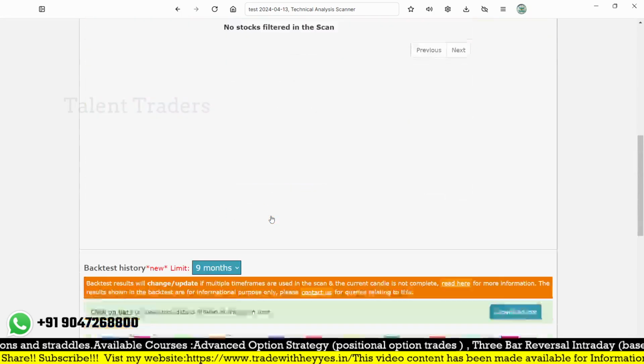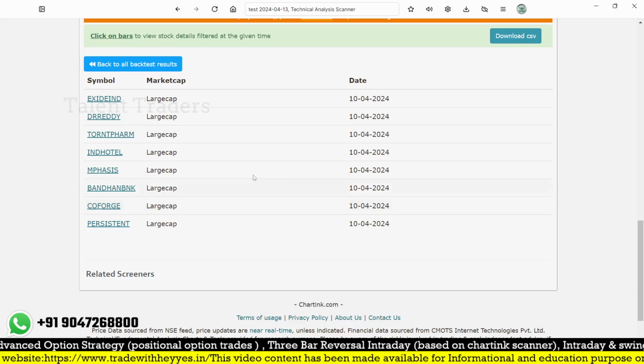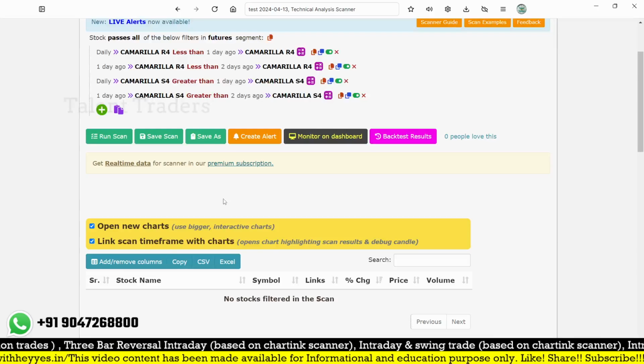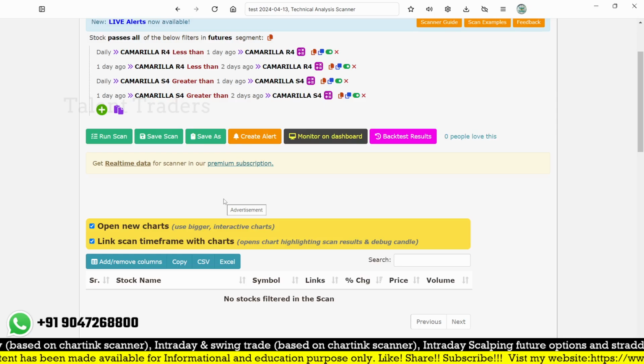So in advance. For tomorrow, I think we don't have enough stocks. This is what happened yesterday. So these are all the things based on this condition. We are not getting any stocks for tomorrow as per this logic, which we used for 2 consecutive days of Camarilla inside level.